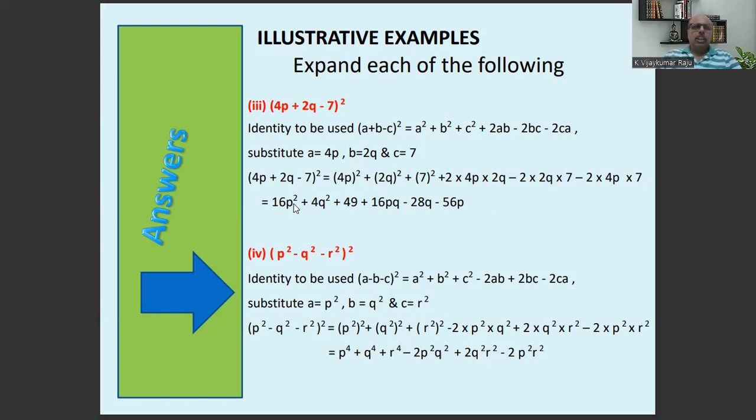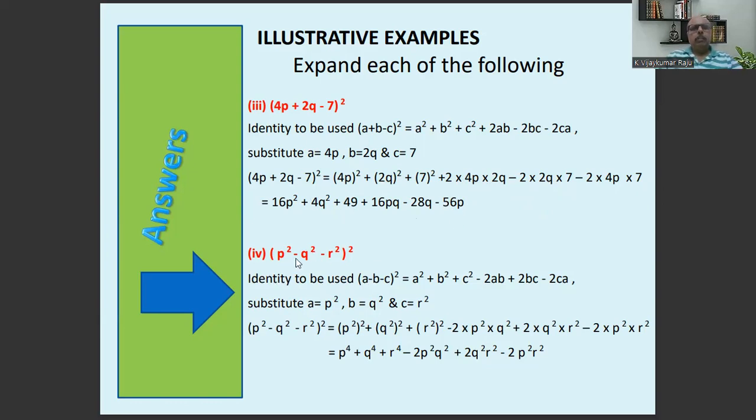So it is 16p² + 4q² + 49. Here 2 fours are 8, 8 twos are 16, 16pq. 2 into 2 is 4, 4 sevens are 28q, 28q. And here 2 fours are 8, 8 sevens are 56p. Okay.